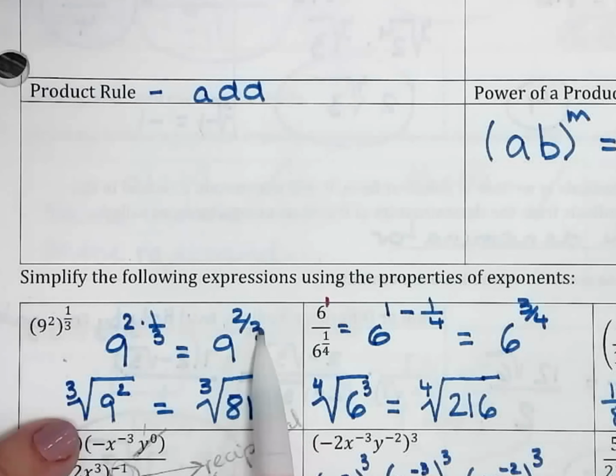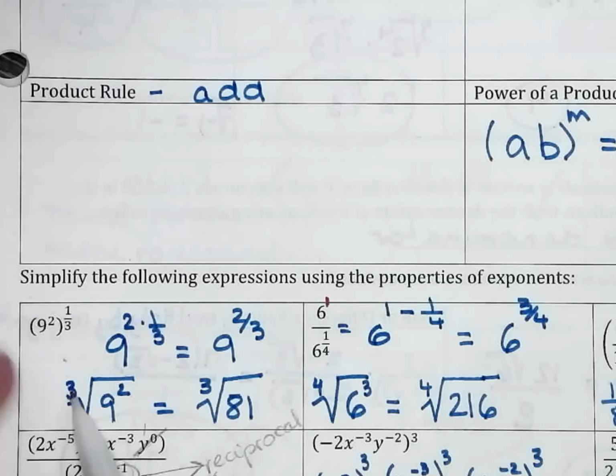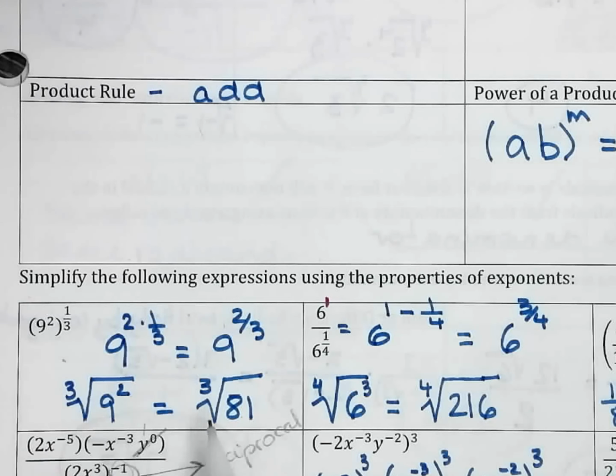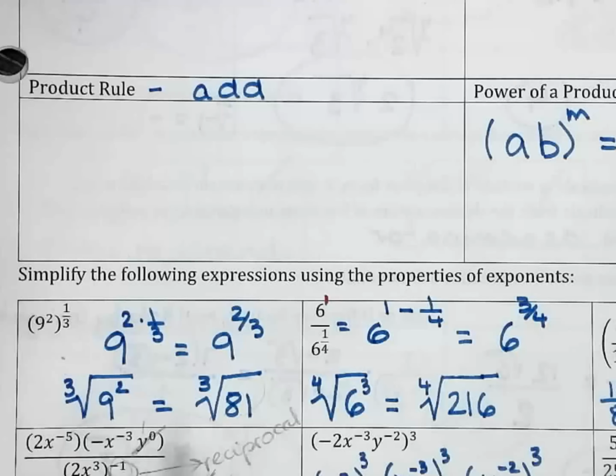Then I'm going to switch that back from the rational exponent to the radical. Remember, the numerator is going to be your exponent. The denominator is going to be your index. I know 9 squared is 81, and I cannot simplify that cube root of 81. So this is your final answer.